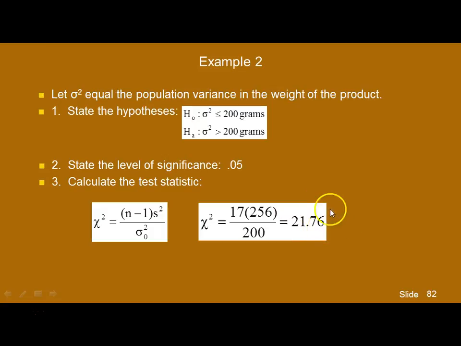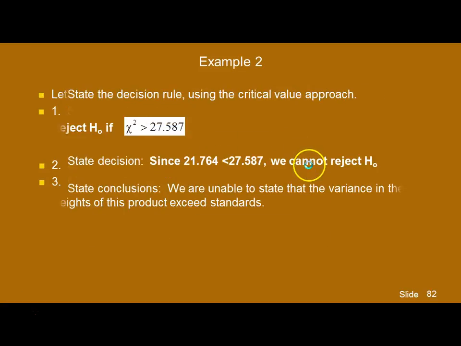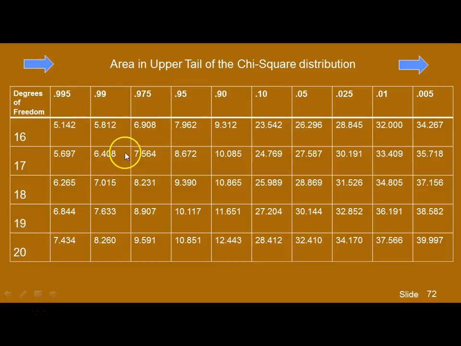Again, we need to compare that to a critical value in the upper end, the right tail of the chi-square distribution. With a 5% level of significance, that chi-square value happens to be 27.587. Let me show you quickly where that came from. We had n minus 1 to be 17 degrees of freedom. Go over to the 0.05 column, and there's our critical chi-square, 27.587.